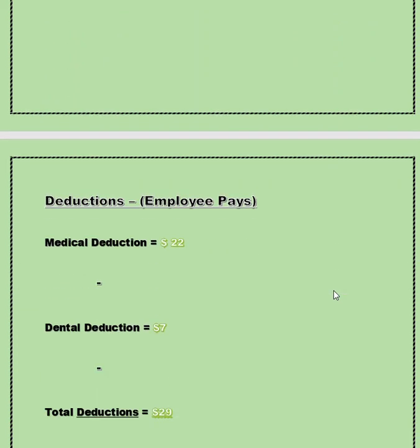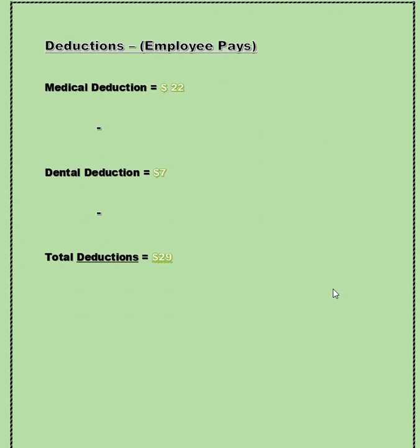Let's move on to deductions. So in this example, what you pay as an employee is going to be an after-tax medical deduction and an after-tax dental deduction. The dental deduction will be $7, your medical deduction will be $22. So the total deductions that you'll be responsible for in this example would be $29.